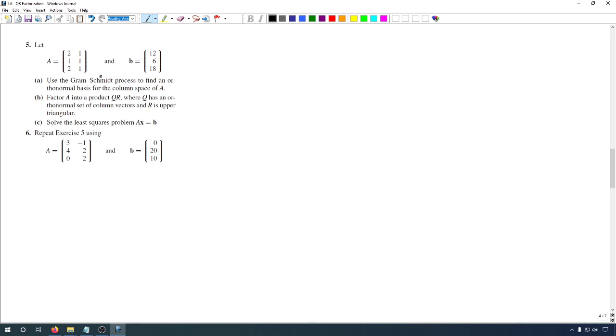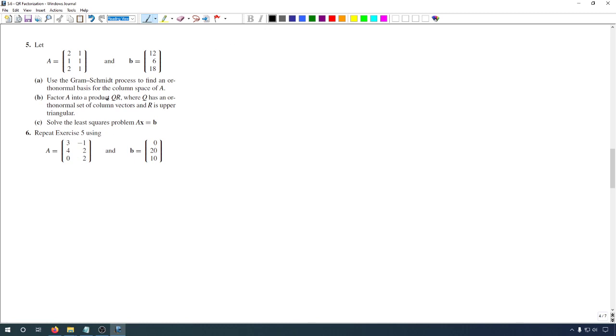Now, problem 5 is something that you're going to do on your homework. We're going to work on problem 6, but it's going to do exactly the same thing that you're going to do in problem 5. And we're going to work on parts A and B for now. We will address part C in a moment. So let's work on parts A and B.